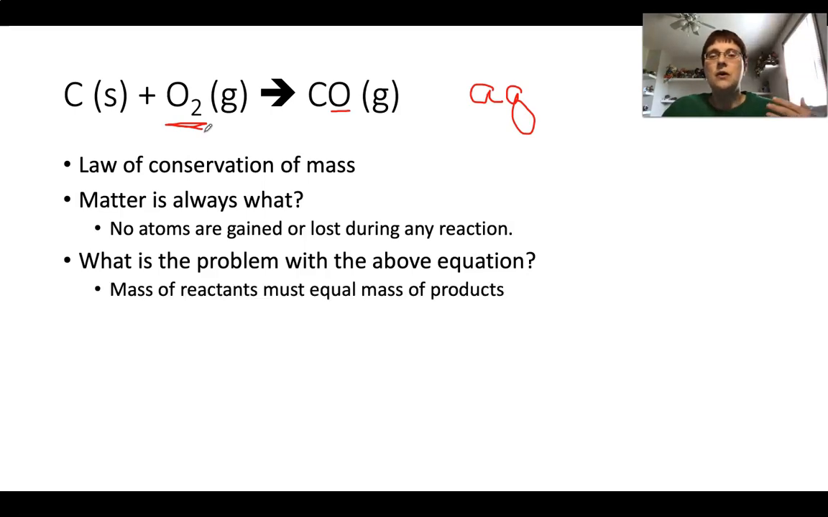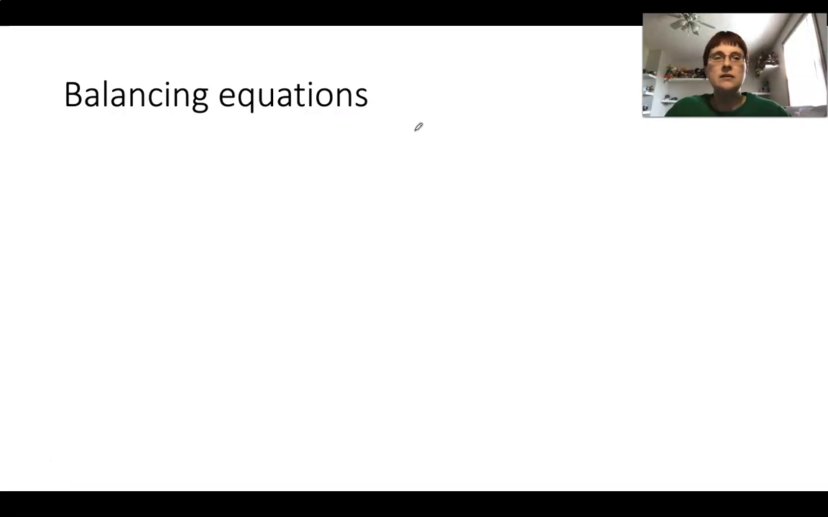Basically what we're saying is that the mass or number of reactants has to equal the mass or number of products. Okay. So what can we do? How can we fix this right here? This is where balancing equations come in. If you remember doing this in school, this is why we balance equations. It fixes this problem of atoms just appearing and disappearing.